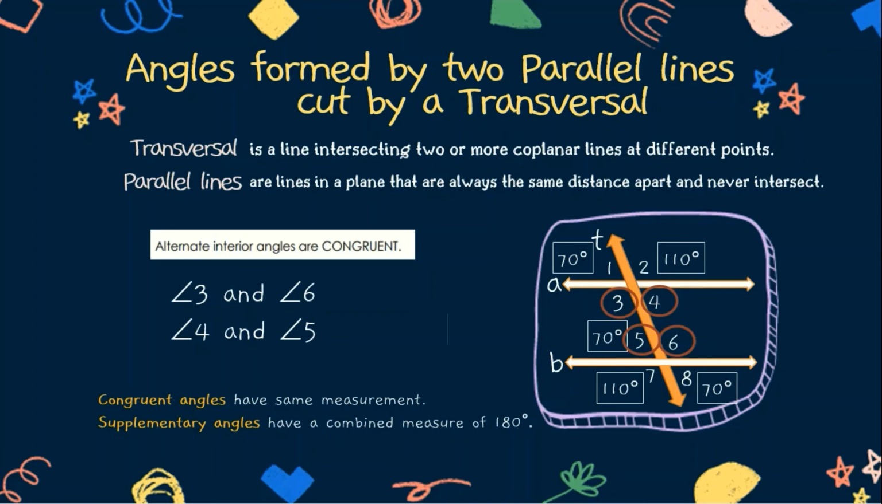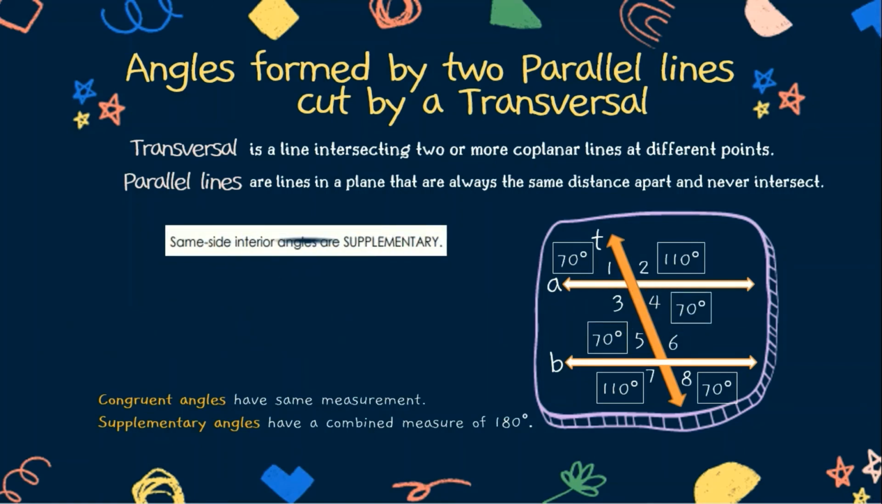Alam na natin yung sukat ng ating angle 5, which is 70 degrees. Ang kapares niya ay angle 4. They are congruent. Therefore, angle 4 is also 70 degrees. Angle 4 and angle 5 are alternate interior angles and they are congruent. So, pag alam na natin yung sukat ng angle 3 and 6, dapat maging pareho rin sila dahil pare sila ng alternate interior angles. Ito yung last statement natin.